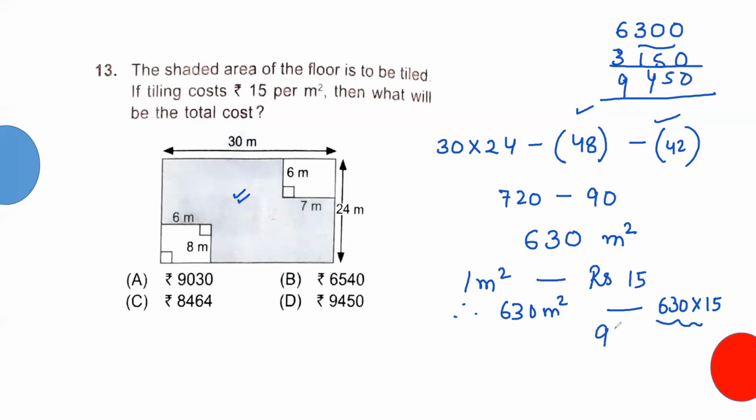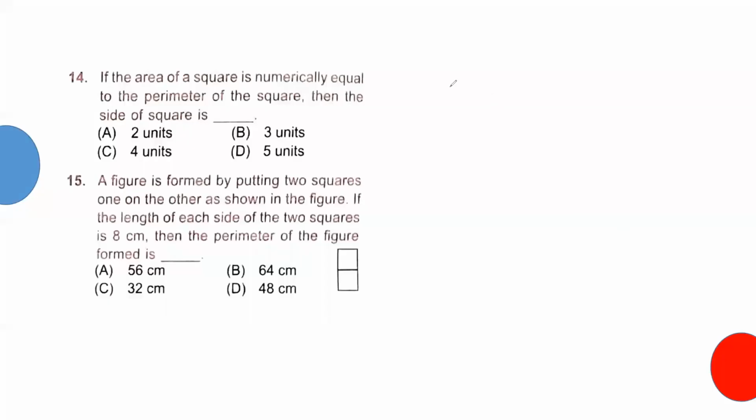So your answer comes to 9450 rupees. You don't need to calculate 630 into 15 in the traditional way. Just multiply by 10 and half the number. That way you can do the calculation faster. Hope you all understand. Let's go to the next question.